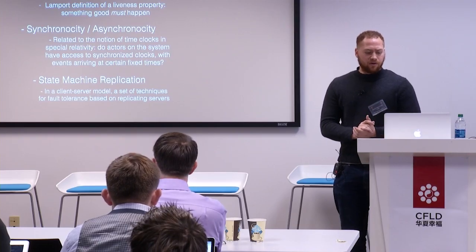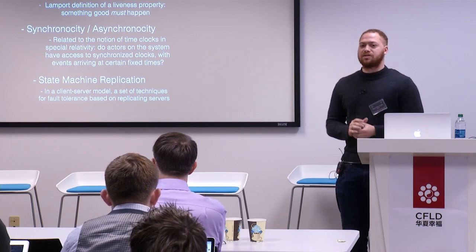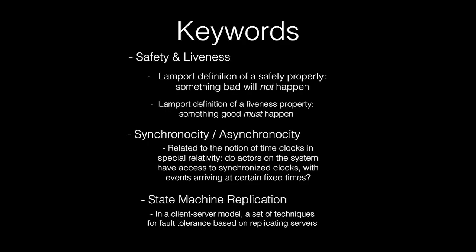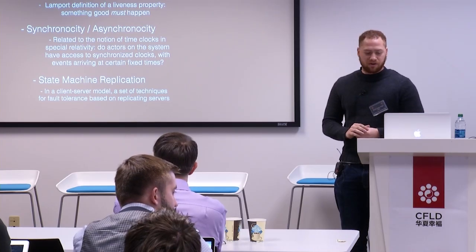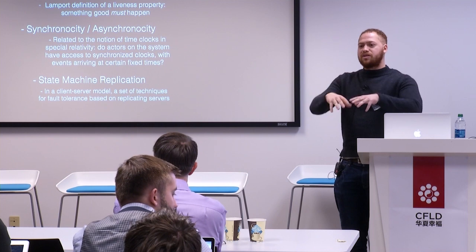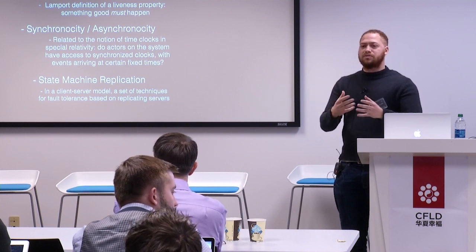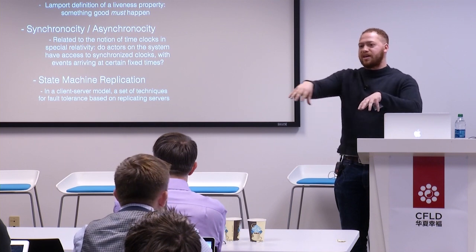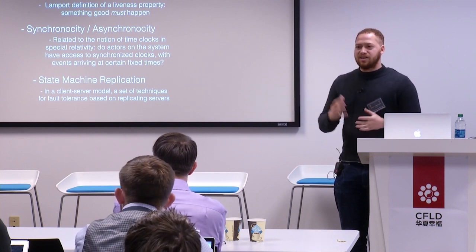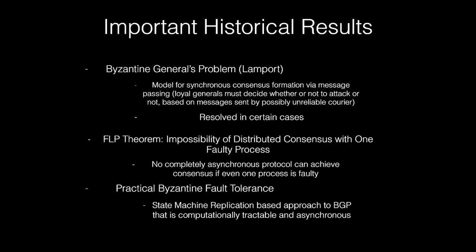A lot of algorithms use state machine replication. So you can imagine to create redundancy, and this is sort of the approach that Bitcoin uses, although Bitcoin is not a client-server model. You take whatever sort of algorithm you're intending to implement that might fail and just replicate it massively. And you see that idea over and over again.